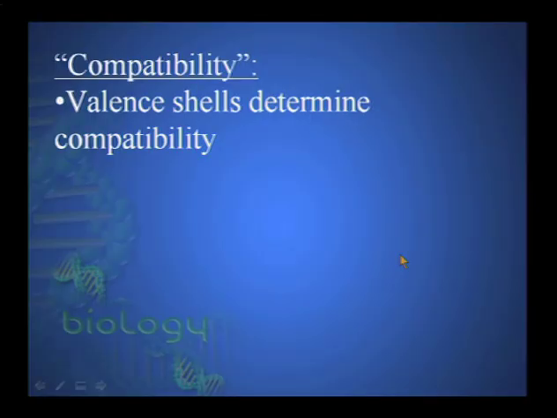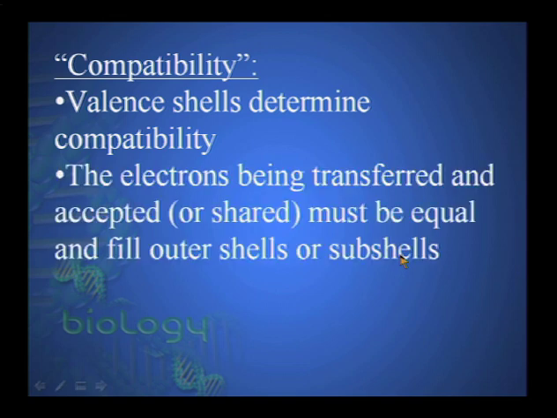Now, another factor that will influence bonding is, quote-unquote, compatibility. And that has to do with how many electrons an atom needs to fill a shell, or how many electrons it needs to get rid of to fill a shell, or sharing of electrons in a way that will fill shells. So to determine this, we look at the outermost shell, the so-called valence shell, and we look at whether it's full. If it's not full, what does it need to fill the shell? So electrons being transferred or accepted must be equal between different atoms, and this is what I mean by compatibility.